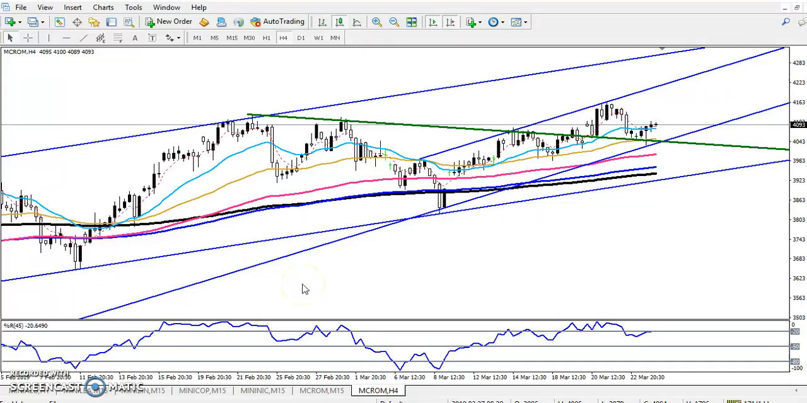This is Dipen Gogoi, and in this video I'll discuss crude oil. Here you can see the crude oil 4 hour chart. Previously I drew some lines here, I think you remember this one. Crude oil was running in a range, this is the large range.